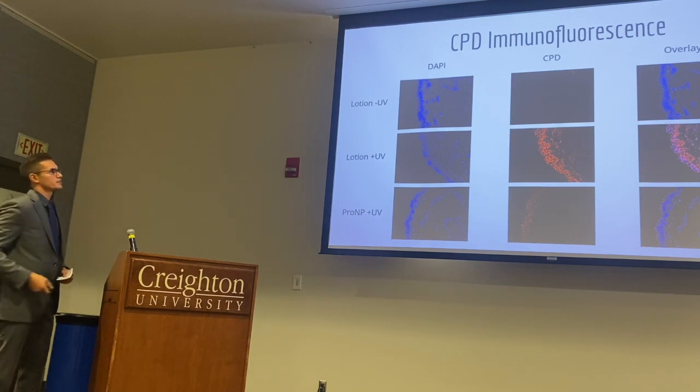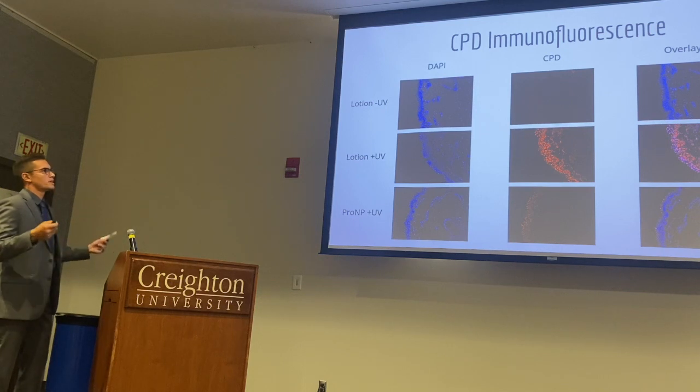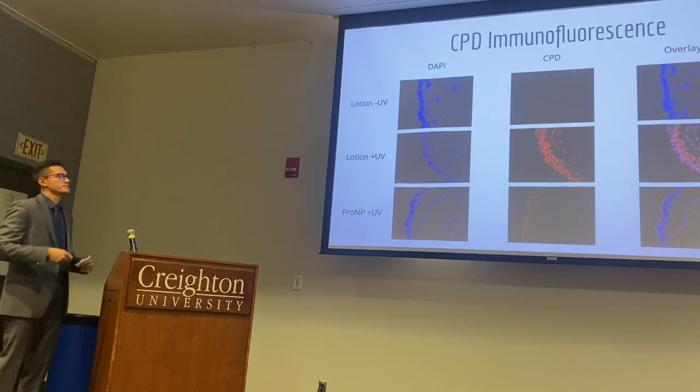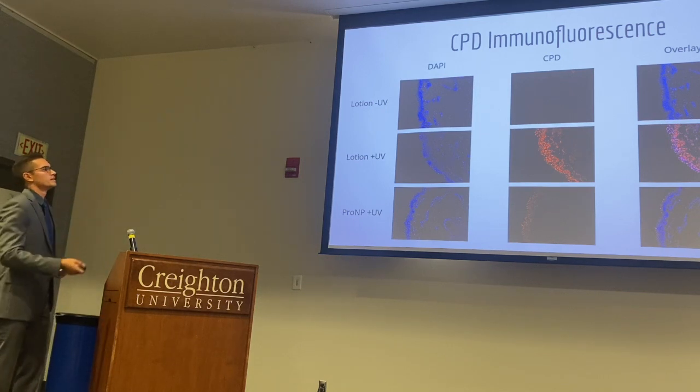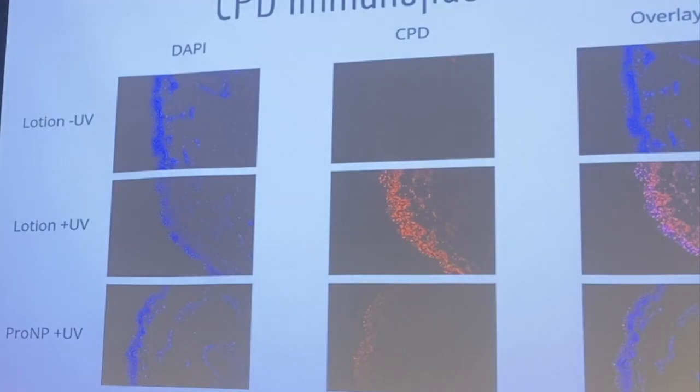This channel was supposed to represent the positive signal that we would see from cyclobutane pyrimidine dimers. Now we can see that in the lotion with UV, there are quite a few positive cells in that epidermis. And in the Pro-NP with UV, there are some sporadic, if less fluorescent than the lotion with UV.